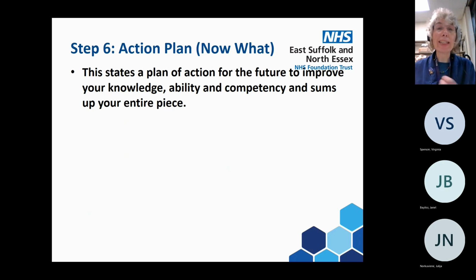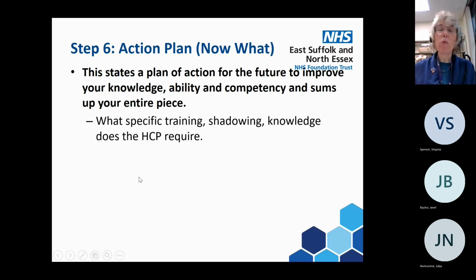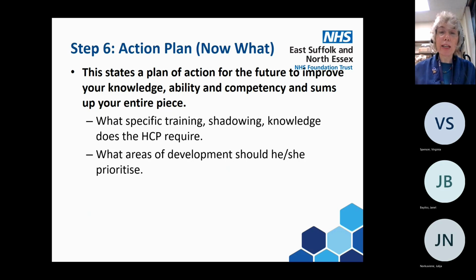Now, having dealt with the conclusions, we now, with Gibbs, good old Gibbs, we come to our action plan. And this is where you need to improve your knowledge, ability, and competency and sum up the whole thing. And a bit of subdivisions here. So think about what specific training or shadowing or knowledge your healthcare professional requires. And I think we've started to think about that, haven't we? So what areas of development should they prioritise? What do you think? Something in the chat or unmute.